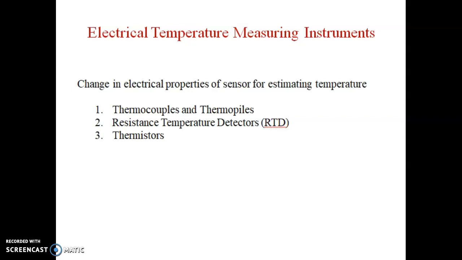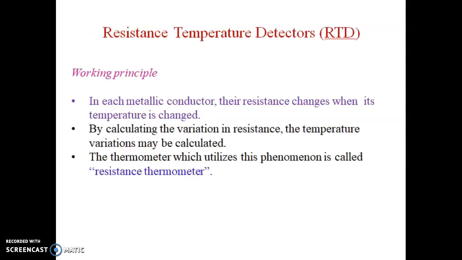In this session, we will discuss the electrical temperature measuring instruments like resistance temperature detectors and thermistors. Let's start with resistance temperature detectors or RTDs. We know that the resistance of metallic conductors changes with the change in temperature. This phenomenon is utilized in RTDs. RTDs are otherwise known as resistance thermometers.